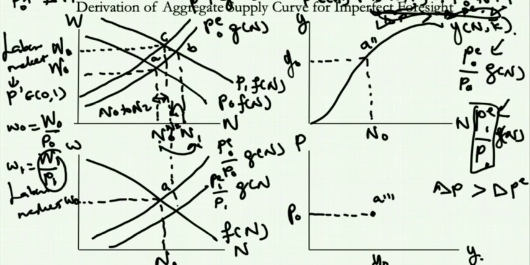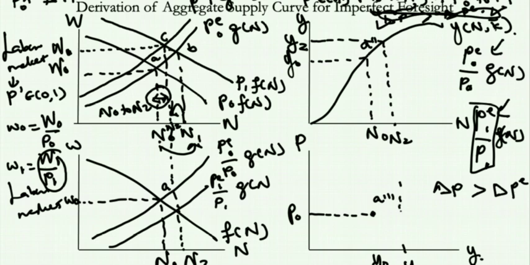So you can see employment also increases from N0 to N2, similar to this. Okay, so N0 to N2 here, output increases to Y2 here, and then Y2 is here, and P1 is here. So we have two critical points. Join the 2 points, we get the aggregate supply.